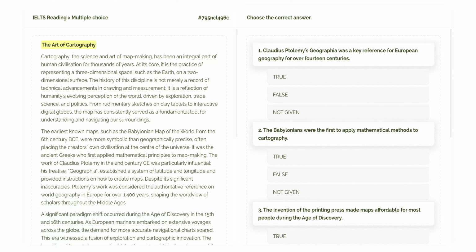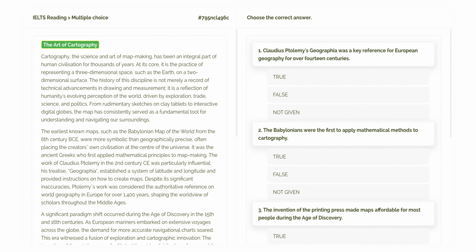The Art of Cartography. First, let's look at our title, The Art of Cartography. Cartography simply means map making. The word art suggests the passage won't just be about the technical or scientific side, it will likely explore the history, creativity, and cultural importance of maps. So, we can expect a historical overview of how map making has evolved.